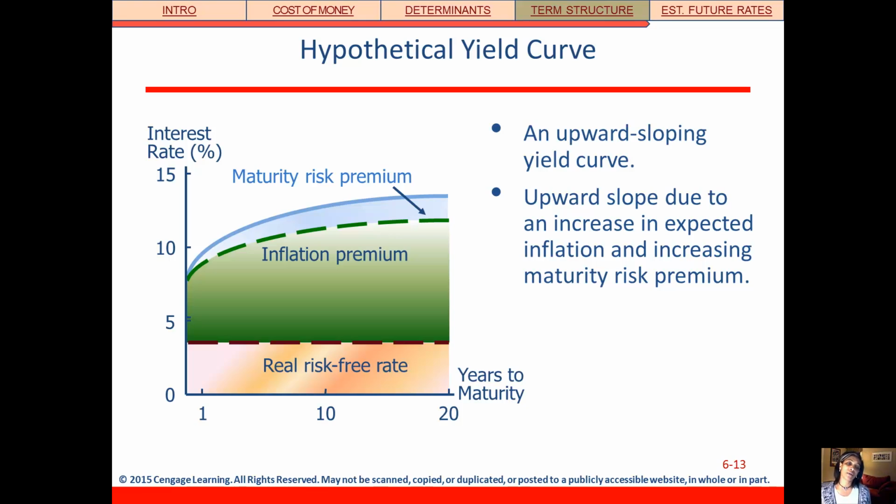That makes sense to us because what the risk premium does is compensate me for having to wait to get my principal back on basically this loan that I'm making on a debt security. So an upward sloping yield curve is due to an increase in expected inflation and that increasing maturity risk premium.